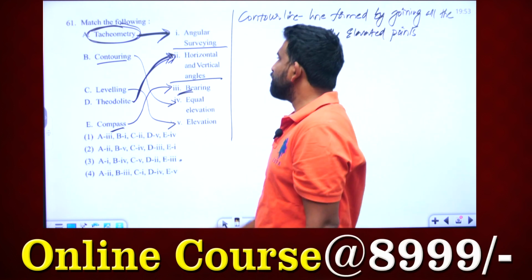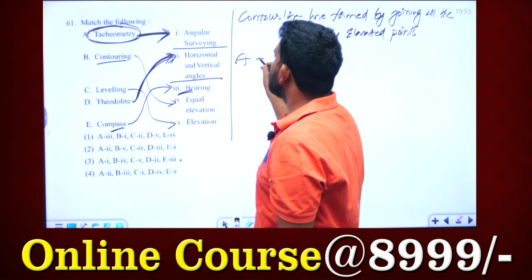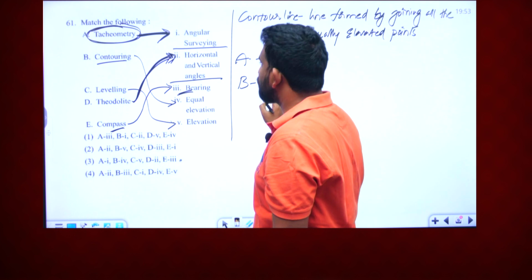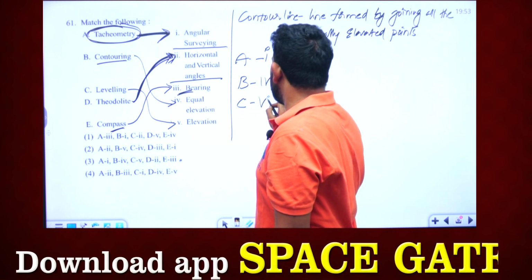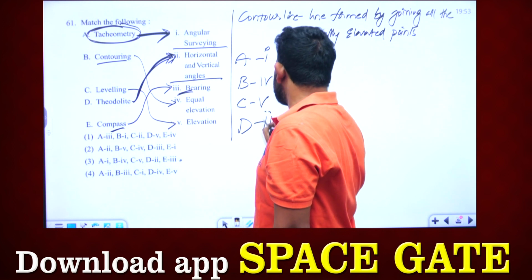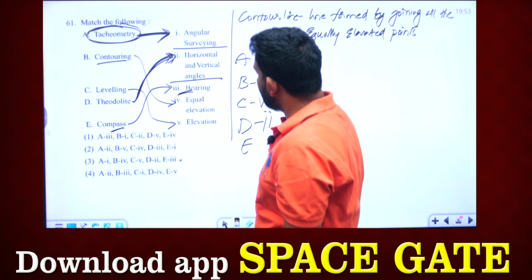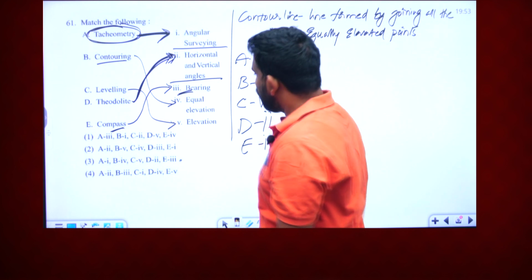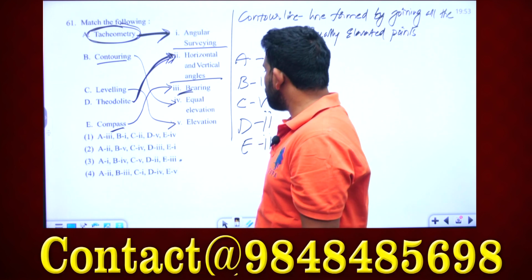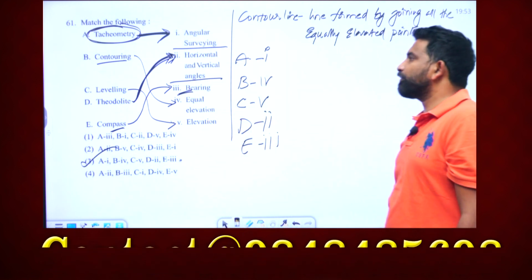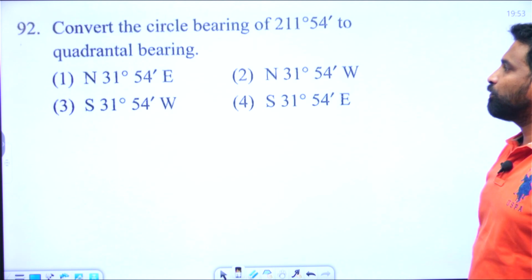So very simple, right? Take this A, tachymetry, that is angular surveying. Now B, contouring, that deals with elevations. Leveling deals with elevations. D, theodolite, horizontal and vertical angles. And E, compass surveying, that deals with bearings. Check the answer: A1, B4, C5, D. Obviously, option 3 will be the correct answer for this question. Okay, let us move further.